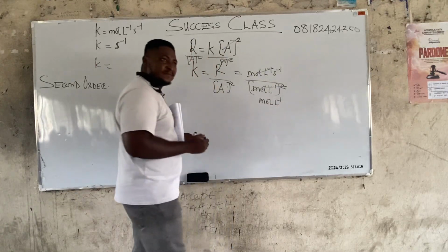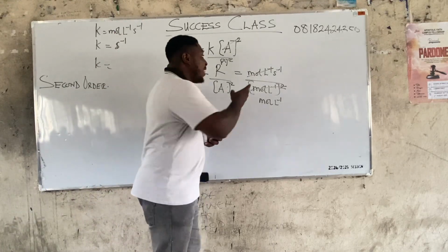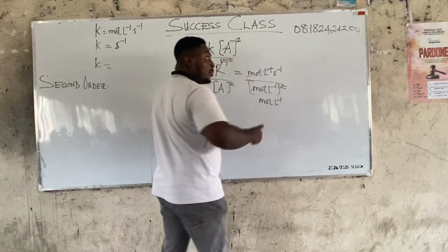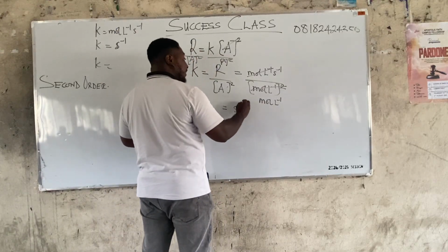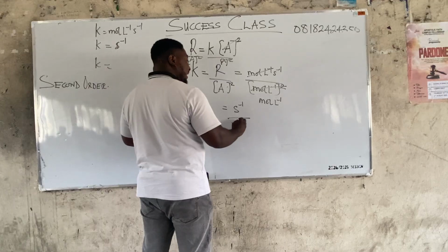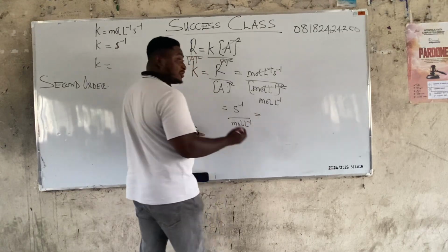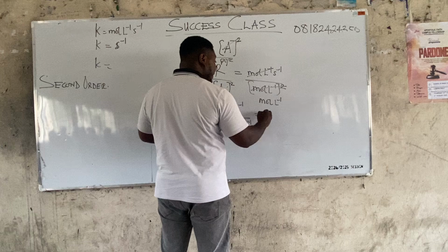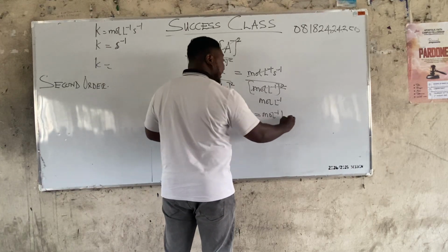Do you agree? Mole per liter squared means mole per liter is occurring. So if 1 mole per liter kills 1 mole per liter, there is still 1 mole per liter that will survive, right? So what's left of the whole thing? We have s raised to minus 1 all over mole per liter down. Can mole per liter come up? If mole per liter comes up, the sign will change. Mole becomes mole raised to minus 1, and per liter now becomes just liter, right?